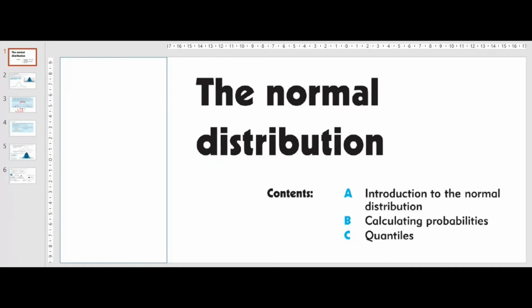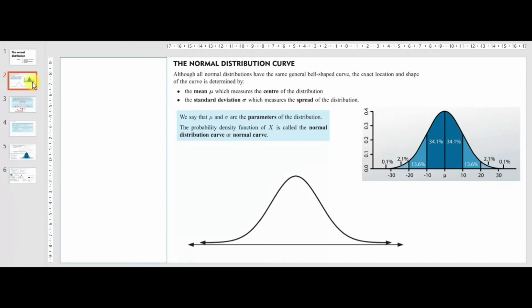In this video, I'm going to cover the normal distribution. We'll look at what a normal distribution is. I will show you how to use a calculator to do the calculations. And we'll also look at some basics, how you can read the data from a bell curve. So let's get started. The normal distribution curve looks something like this as shown in the diagram.